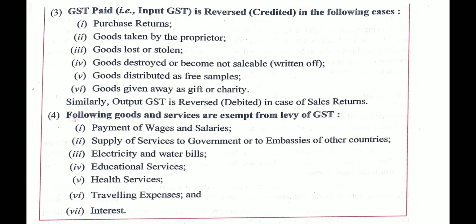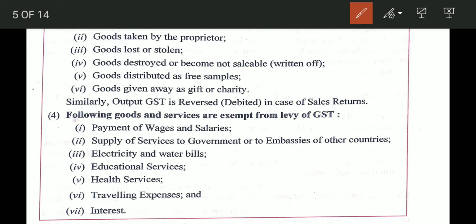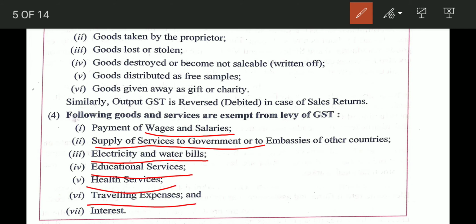Now, the following goods and services are exempted from the levy of GST. GST cannot be charged on payment of wages and salaries, supply of service to the government or to the embassies of other countries, electricity and water bills, educational services, health services, traveling expense and interest. So when we do the journal entries, we have to keep in note that these will not be charged with GST. Okay, but in some cases, on interest received, there is GST.